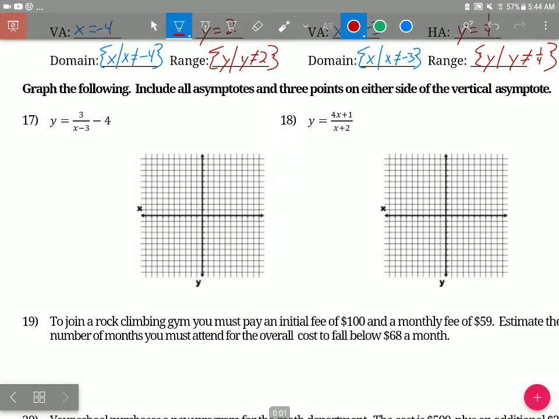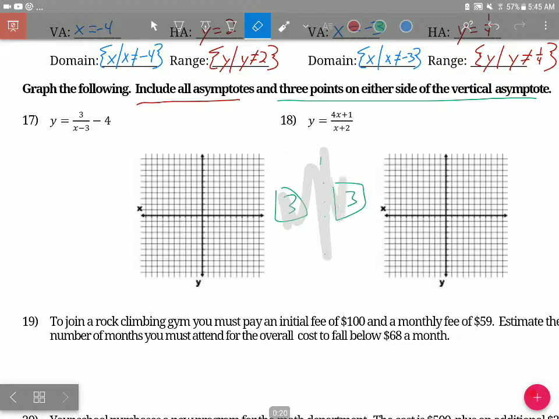All right, graph the following. It says include all asymptotes and 3 points on either side of the vertical asymptote. So basically, wherever your vertical asymptote is, you need 3 points on the left and 3 points on the right. So a total of 6 points for those of you who are keeping count. It said 3 on either side.